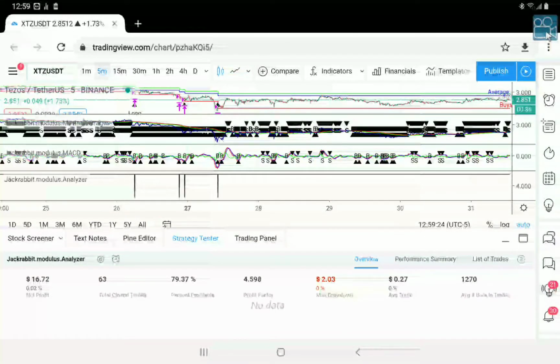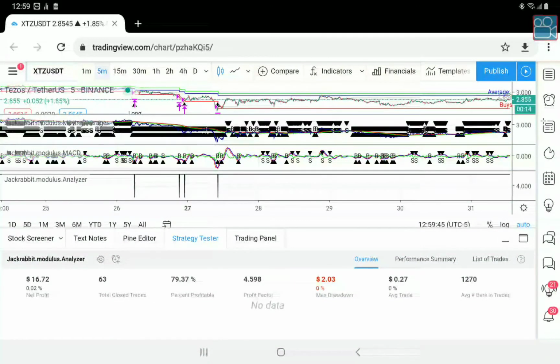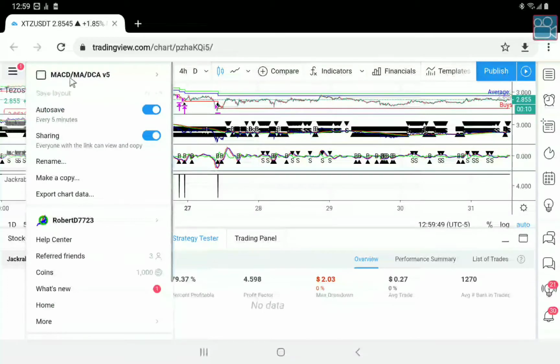Today I'm going to talk exclusively about the analyzer. I have noticed that there has been a lot of misconceptions about what it is capable of doing, and I want to clear them up and show and demonstrate the proper way to use it. Now, I've just picked a very simple process. I'm using MACD MADCA version 5 as this example.